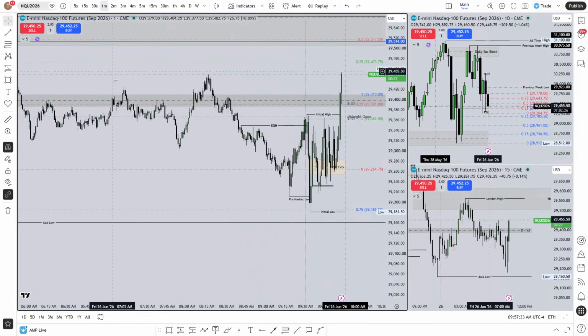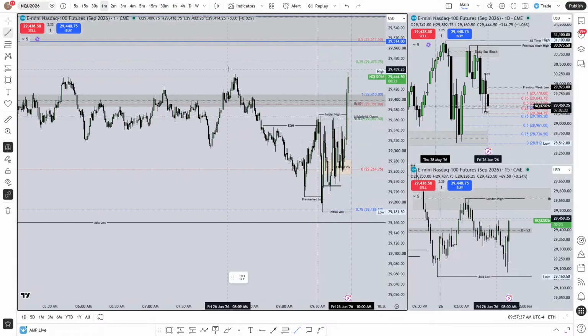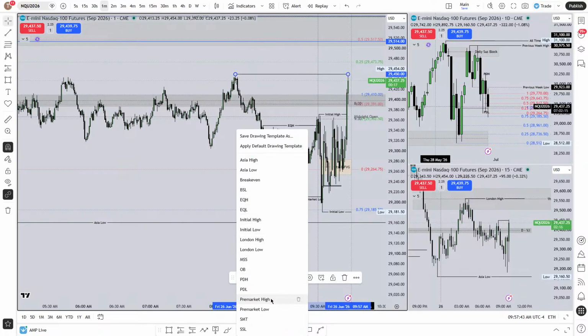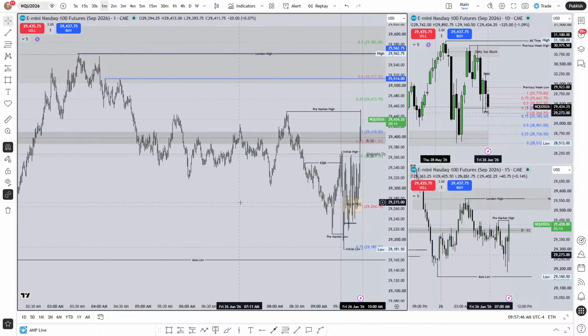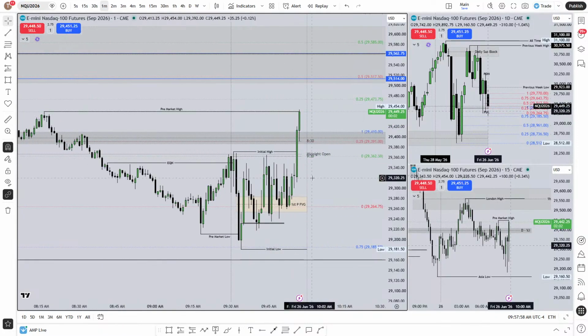All right, so we're moving higher towards equal highs. Pre-market high right here. We've left equal lows. That's your pre-market high. Why is it pre-market high? Because pre-market is from 7 a.m., which is right here, to 9 a.m. or 9:30 open, which is right here. Pre-market low, pre-market high. It's your highest high within that range.